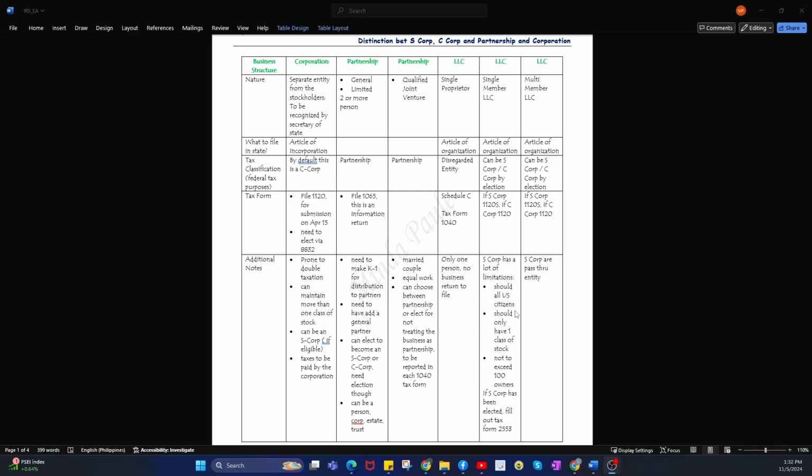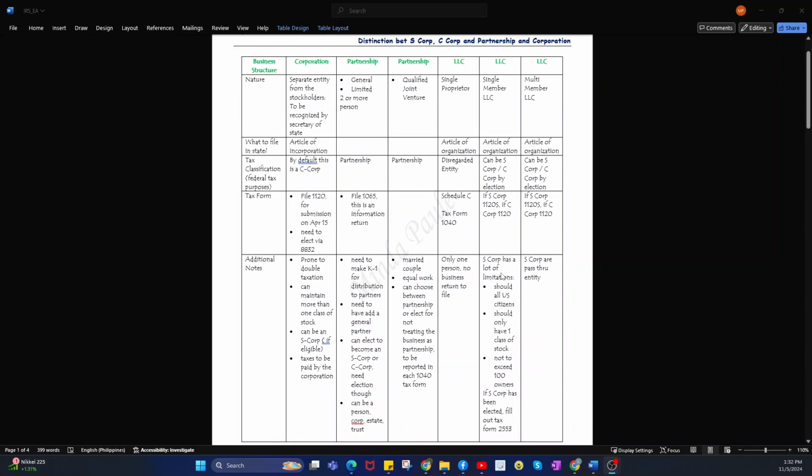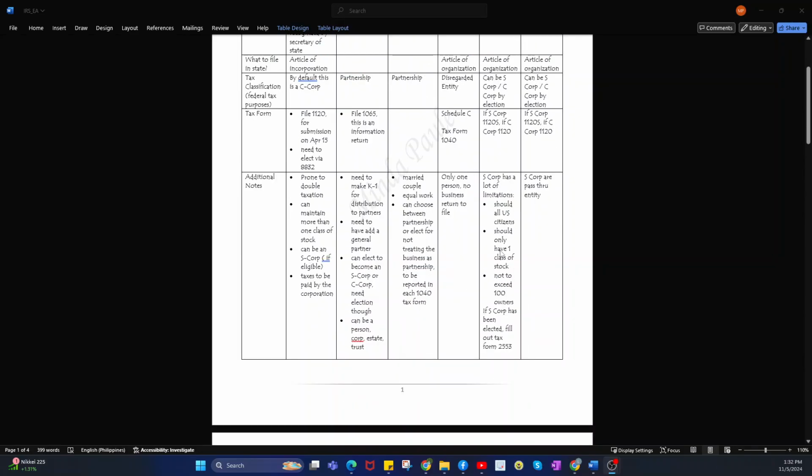So also for S Corp, there are certain limitations. Any members of an S Corp should all be US citizens. They should only have one class of stock, and the number of members should not exceed 100 owners. So for single member LLC, they have to consider this limitation.